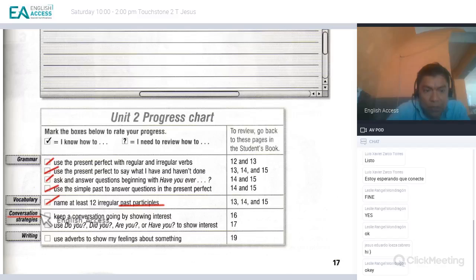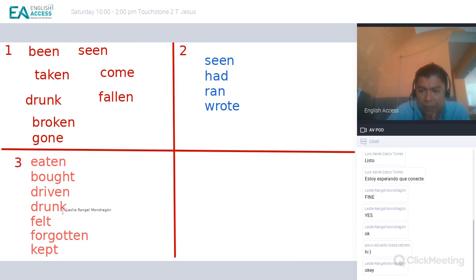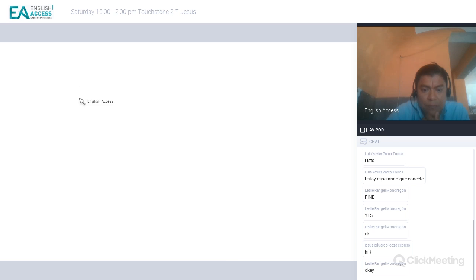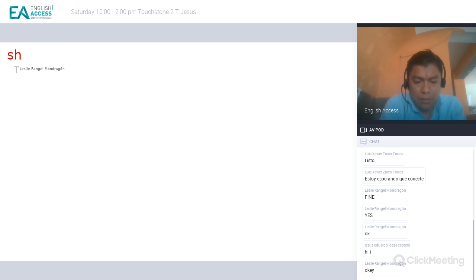Remember, these are expressions to have a conversation. Keep a conversation going by showing interest. How can you do that? Do you remember how? Keep a conversation going, or actually show interest.